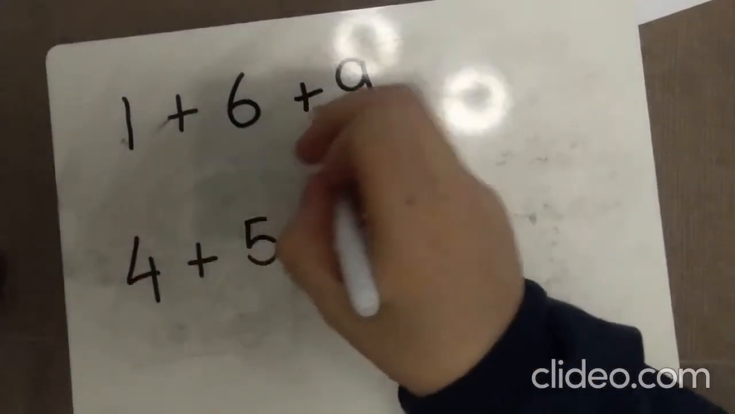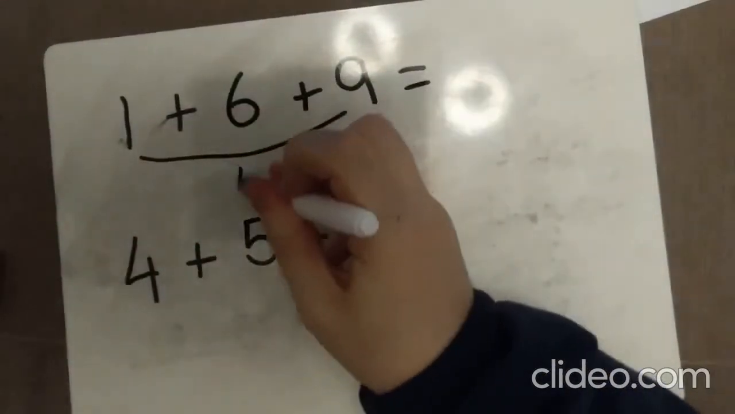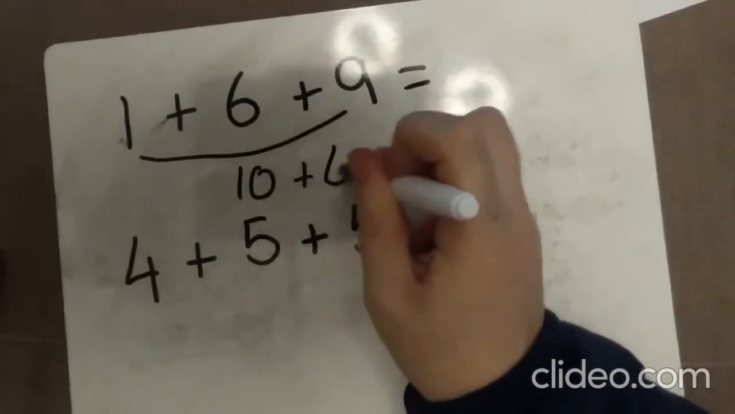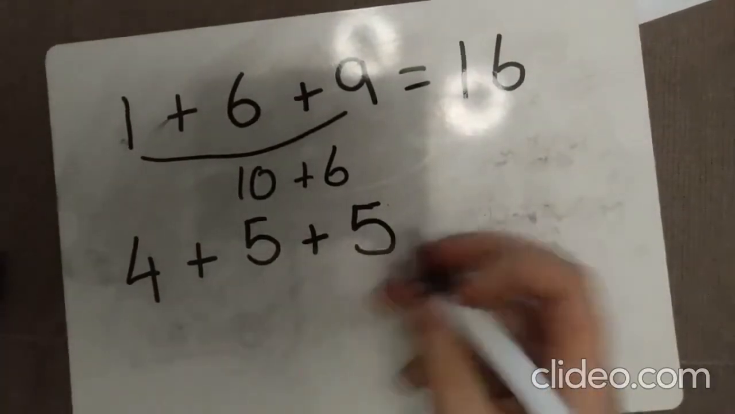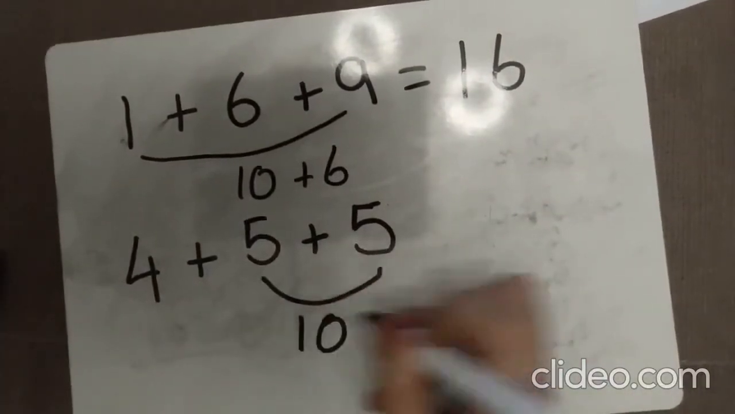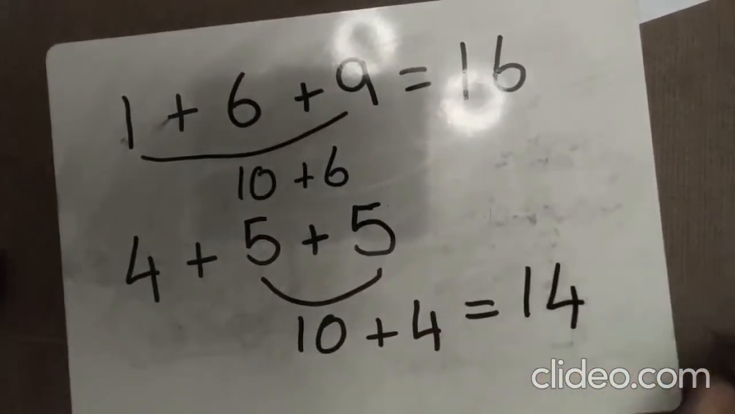So 1 add 6 add 9, we can recognise that 1 add 9 makes 10. So we need to do 10 add 6, which gets us 16. Here we've got 4 add 5 add 5. 5 and 5 makes 10. And we need to add on our 4, which gets us 14. So well done if you have managed to do that.